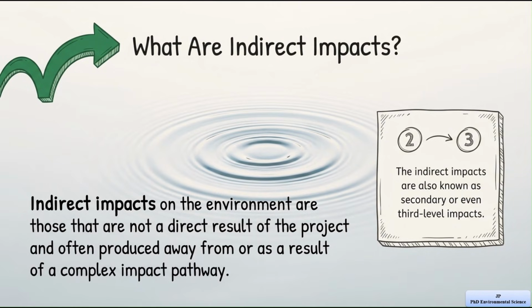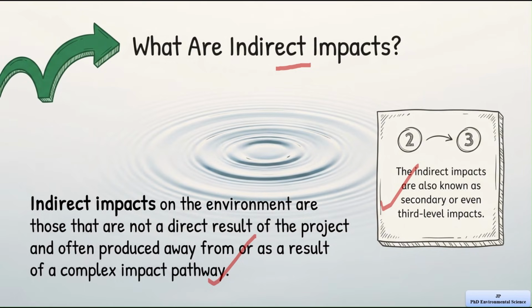Indirect impacts are secondary effects that happen later, elsewhere, or through a chain of events, not immediately from the project itself. So direct impact is immediate. Indirect impact is after effects or chain reaction. They often occur away from the original site, take time to appear, and involve multiple steps. An easier way to understand is the ripple effect. Think of throwing a stone in water. The splash is the direct impact. Ripples spreading outward are indirect impacts.